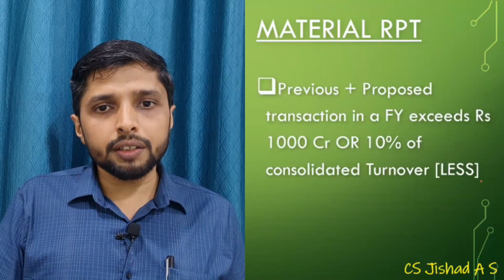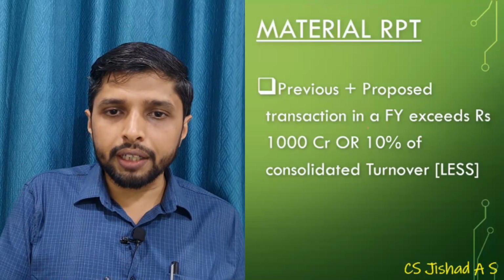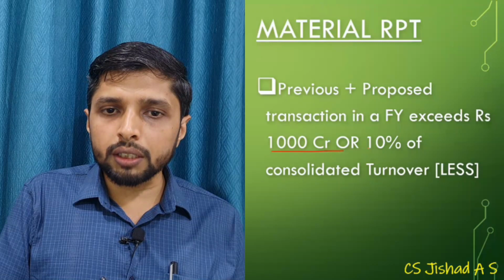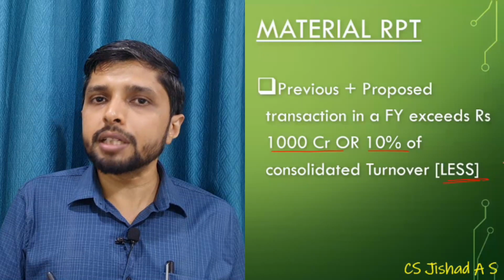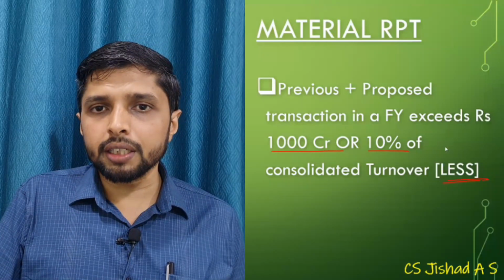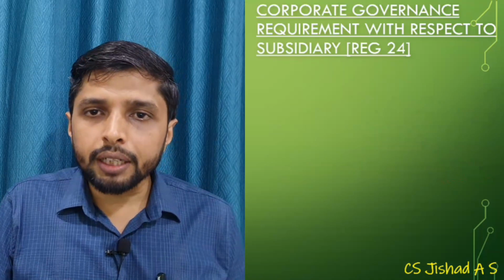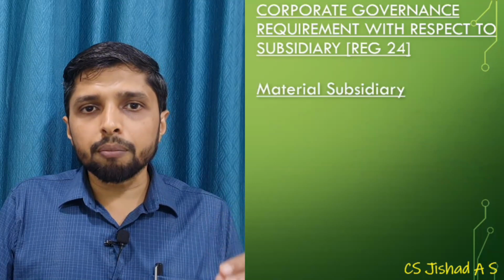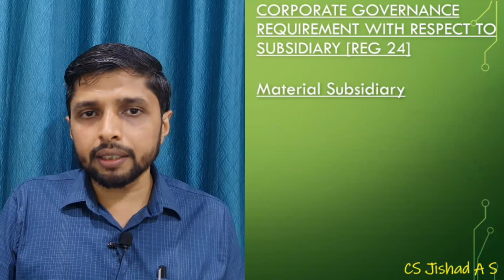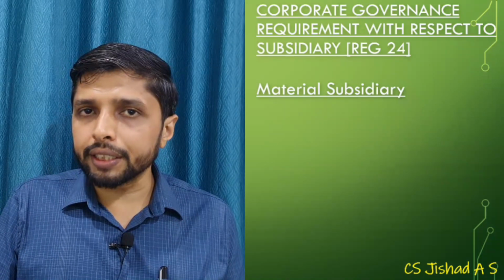So we will move to what is material related party transaction. So when the previous or proposed transaction in a financial year exceeds rupees 1000 crore or 10% of turnover, whichever is less, it is known as material RPT, related party transaction. Okay. Then now we'll move to corporate governance requirement with respect to subsidiary. Okay. So if a company, listed entity, is having unlisted subsidiary, that unlisted subsidiary will have to comply certain provisions.